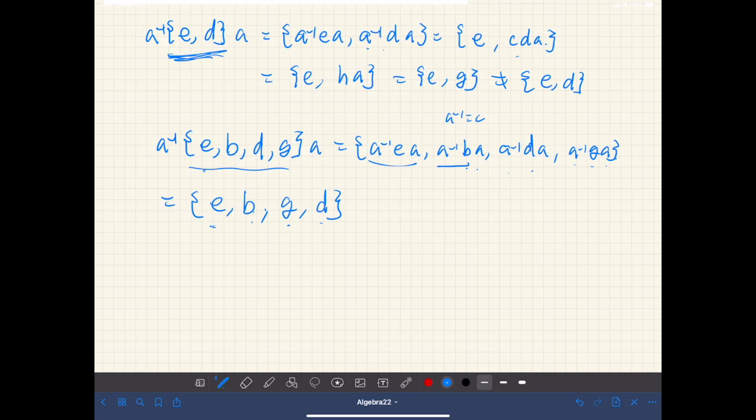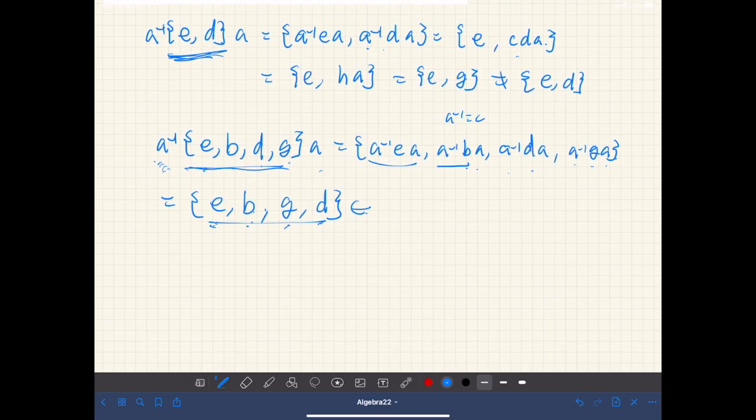So E, B, D, G. Of course, for sets, the order doesn't matter, so these two are the same sets. And you can do the same thing for all other elements, B, C, D, F, G, H, and so on, and you still have the same result. Therefore, this subgroup is a normal subgroup.